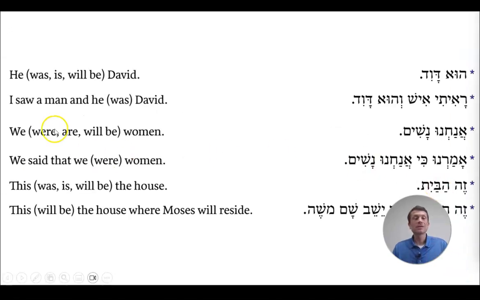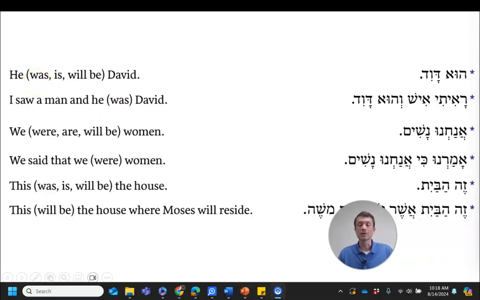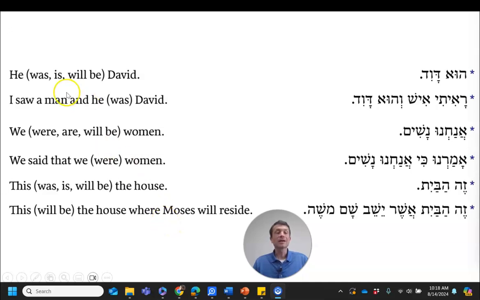So let's look at some more examples of this. What you might wonder, well, how do you know if it's past, present, or future if there's no verb? And the answer is context is going to have to tell you. So look at this first example. Hu David. Literally, this is he, David. We need to say he is David or he was David. We don't necessarily know the time to say if it's past, present, or future, but let's say we have a larger context. We can say, ra'iti ish v'hu David. I saw a man and he was David. Or you might say it was David or he was David.